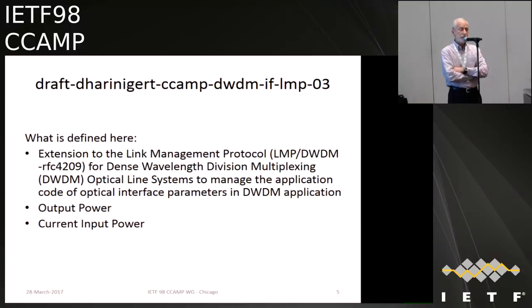In the DWDM interface LMP, we have defined, as agreed in the last IETF meeting, to manage the application code only, as per ITU-T recommendation, plus the output power and the current input power. These are all the parameters that are enough to tell the network what kind of interface we have.